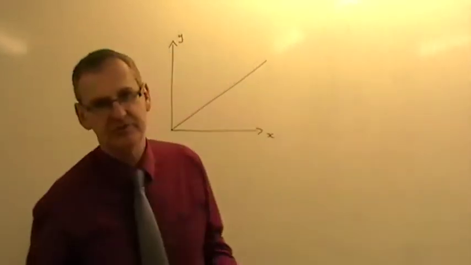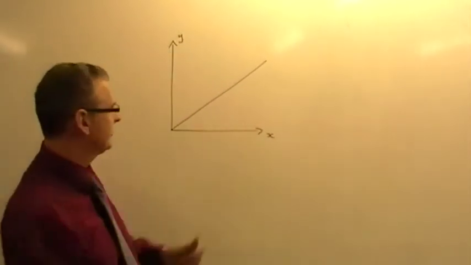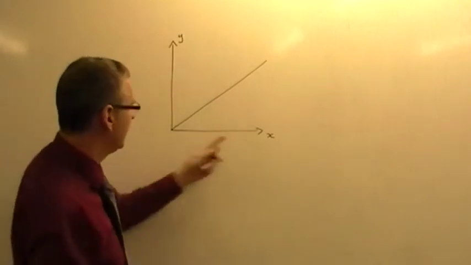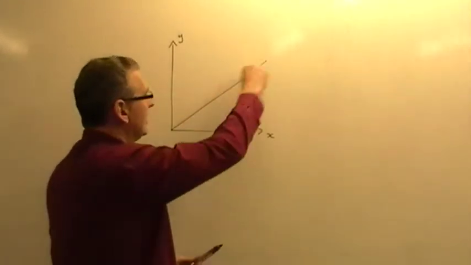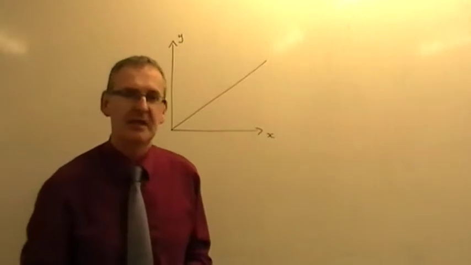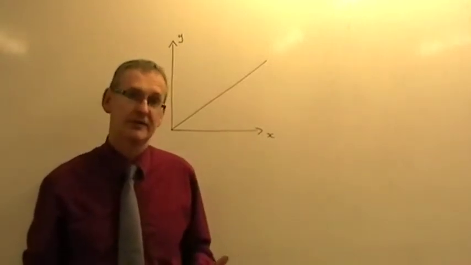This is an introduction to straight line graph work. Here is an example of a straight line graph on the board. I've put up a y and x axis and I've got a straight line graph like so. In the examination you may be asked to draw lots of different straight lines.